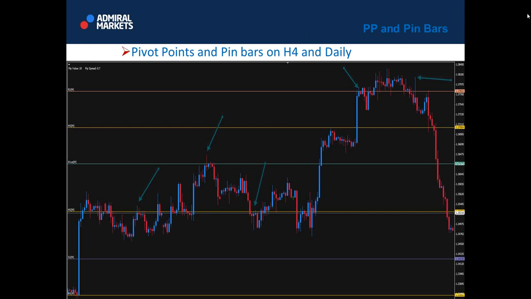Now, let me show a particular trading method also, which many traders do. It's very, very simple. And this is how they combine a pivot point indicator and only a pin bar candlestick pattern. It's one candlestick pattern, but it's very common because it has a pin to the upside or pin to the downside.